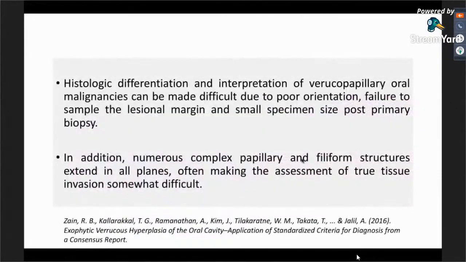The histologic differentiation and interpretation of verrucopapillary oral malignancies can be made difficult due to poor orientation, failure to sample the lesional margin, and small specimen size post-primary biopsy. In addition, numerous complex papillary and filiform structures extend in all planes, often making the assessment of true tissue invasion somewhat difficult.